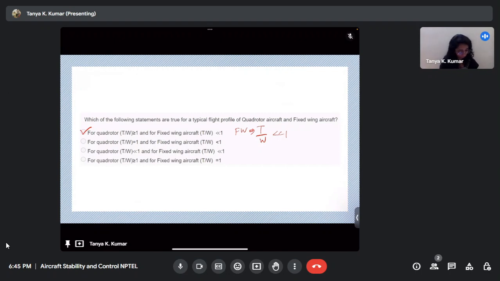Now for a quad rotor, you have thrust to weight ratio greater than 1 and equal to 1. If the thrust to weight ratio is equal to 1 for a quad rotor, what is that condition called? It's when it's hovering, right? Hovering. And if it's greater than 1, it's for climbs and takeoff.